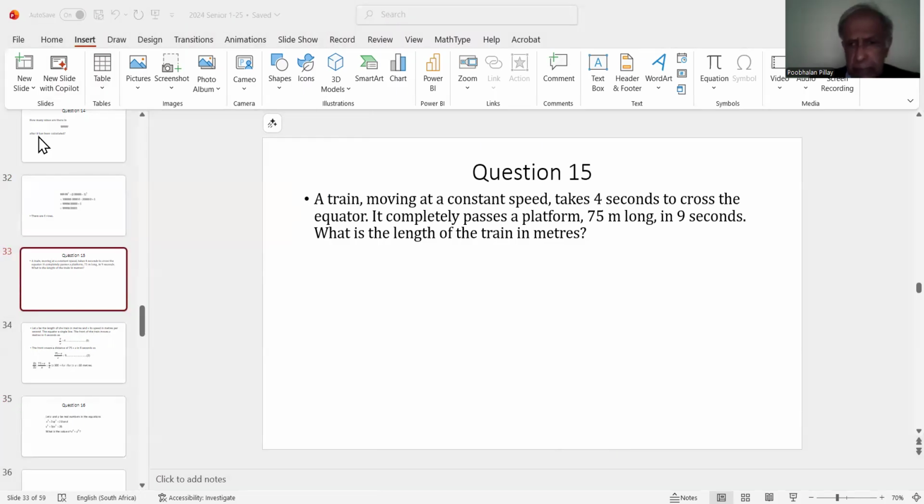So what does question 15 say? A train moving at constant speed takes 4 seconds to cross the equator. Oh, the equator is just a single line. All right, so it takes 4 seconds to cross the equator. So let's just put the train here. Let's draw a little train.